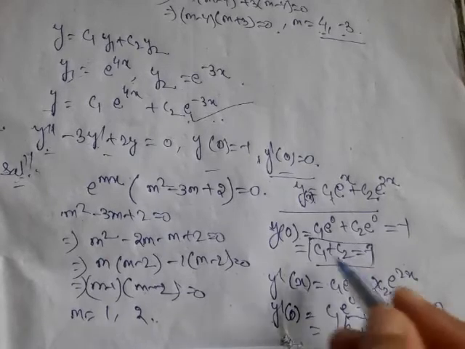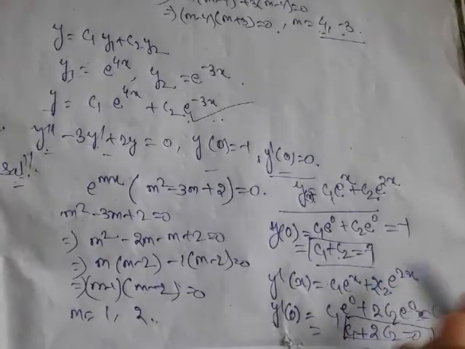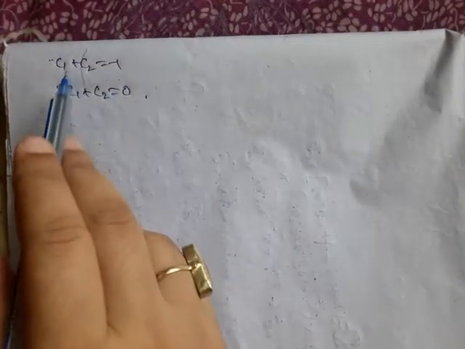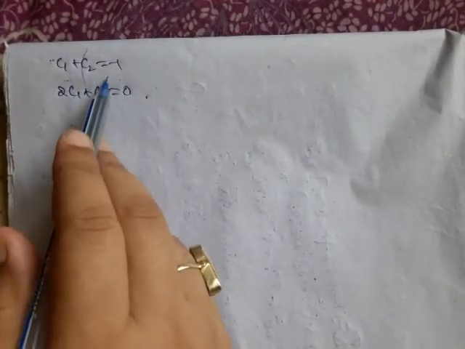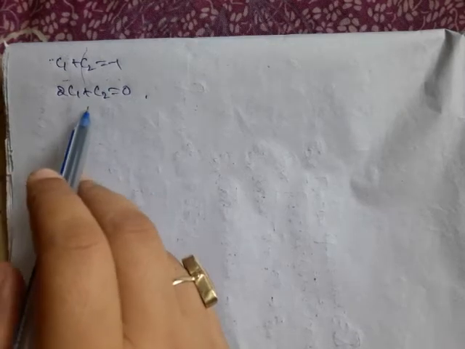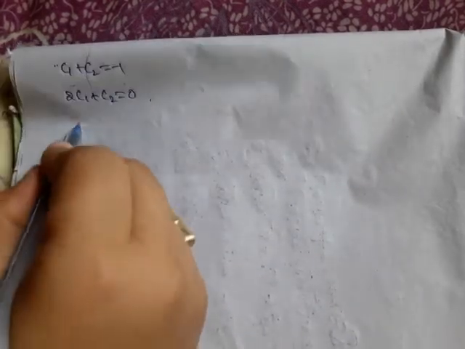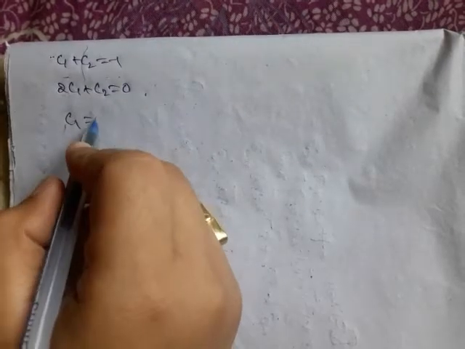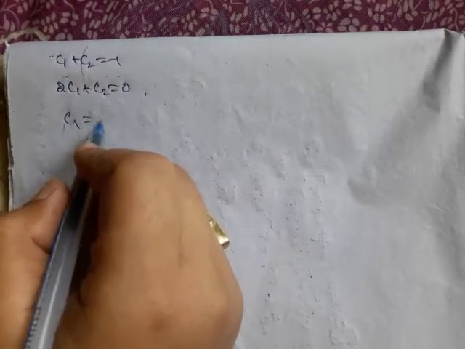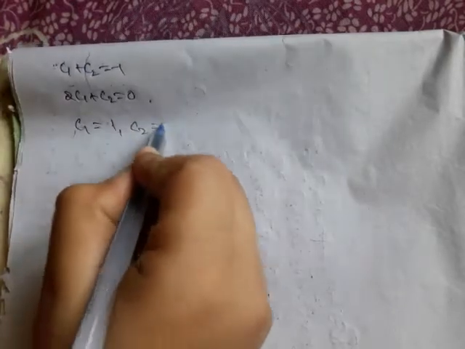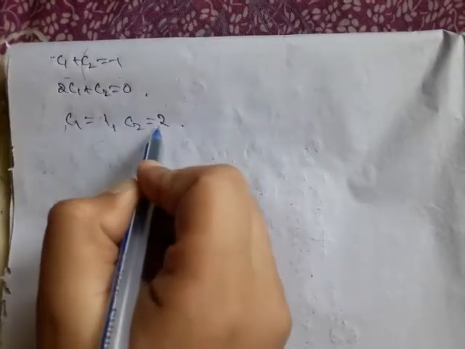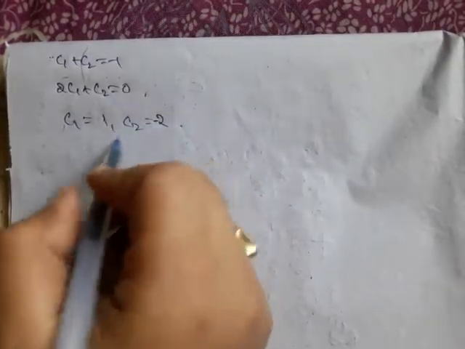Then solving these two equations we find the values of c1 and c2. The two equations are c1 plus c2 equals minus 1 and c1 plus 2 c2 equals 0. Then solving these two, we get c1 equals 2 and c2 equals minus 1, sorry, c1 equals 2 and c2 equals minus 2. Solve it below and check.